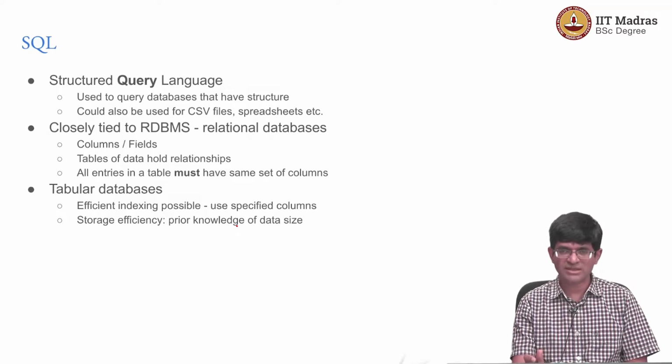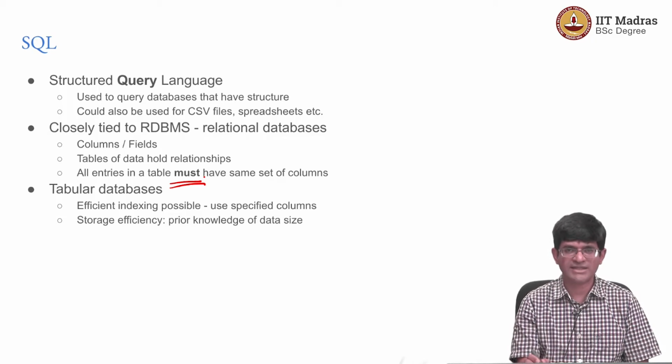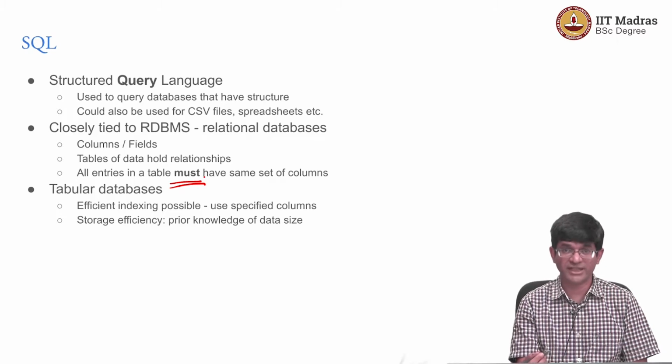Okay. Now, having said that, SQL is typically closely tied to RDBMSs, relational database management systems, where you have data being stored in tables with the values actually being in columns or fields of the table, and there can be some tables that hold relationships between other tables. Okay. And the important point over here is every entry in a given table must compulsorily have the same set of columns. This is pretty much the definition, that it has a uniform table structure.